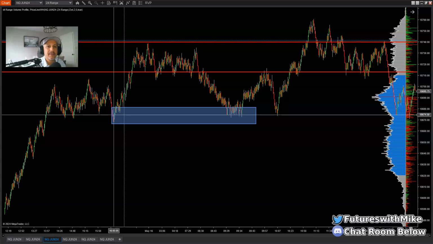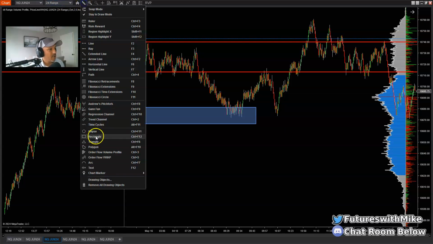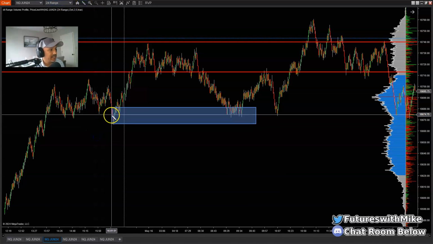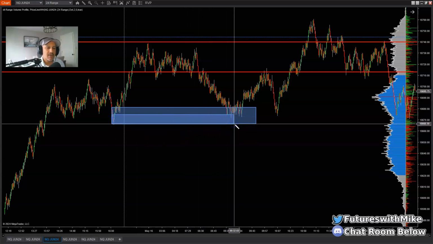A lot of people that are part of the community, I talk about confluence, marking up multiple areas of either a demand or supply zone. In this case here, we have demand, okay? So there's actually a 24 range demand zone resting inside the 60 range, which kind of gives us more confluence. Remember, I talk about the more confluence you have, the higher the probability or chances of a trade.